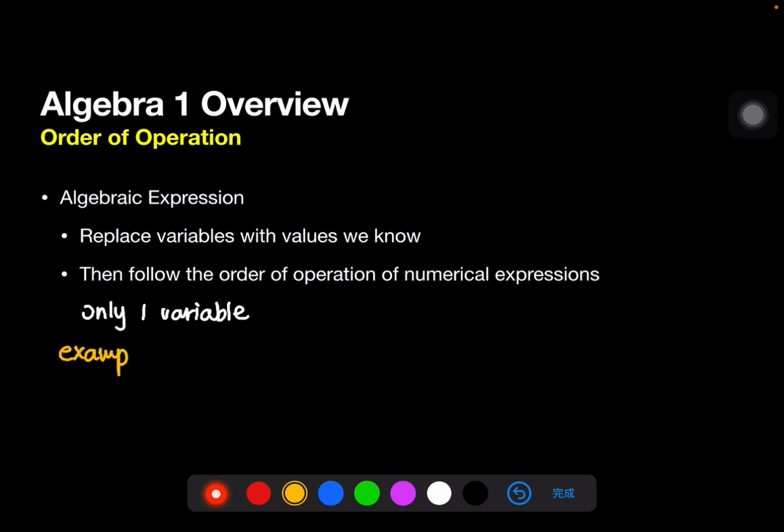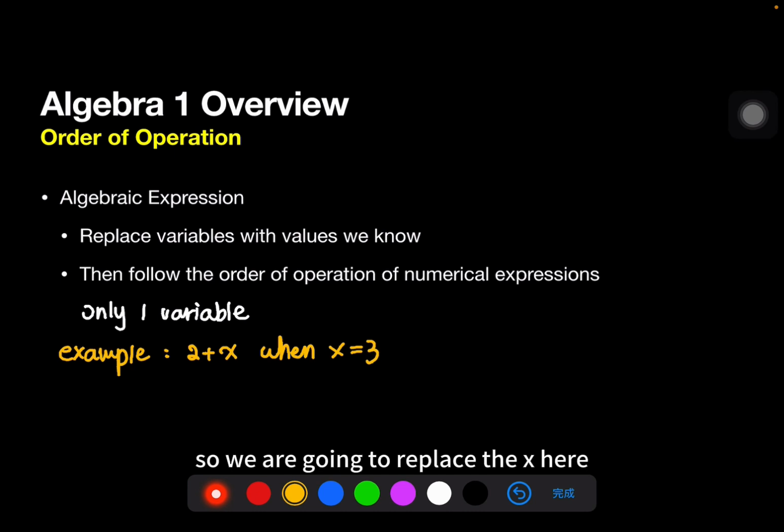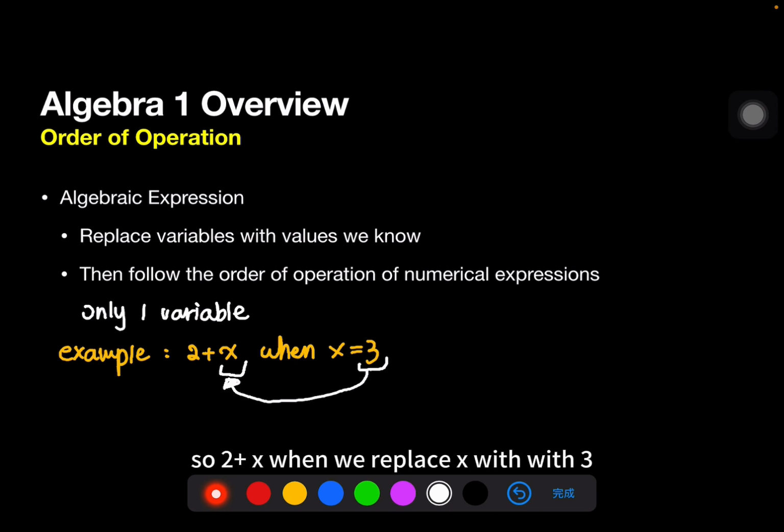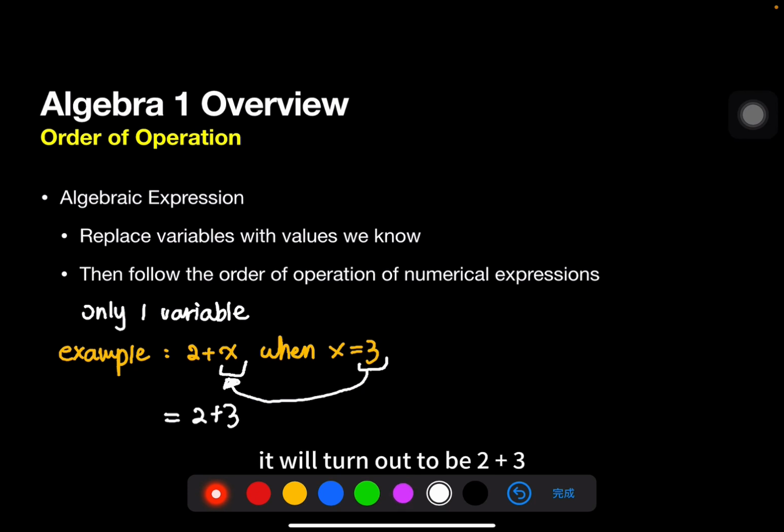For example, we have an expression 2 plus x, and we want to evaluate when x is equal to 3. So we are going to replace the x here with its value, which is 3. So we replace x with the number 3 here. So 2 plus x, when we replace x with 3, it will turn out to be 2 plus 3, which equals 5. Okay?